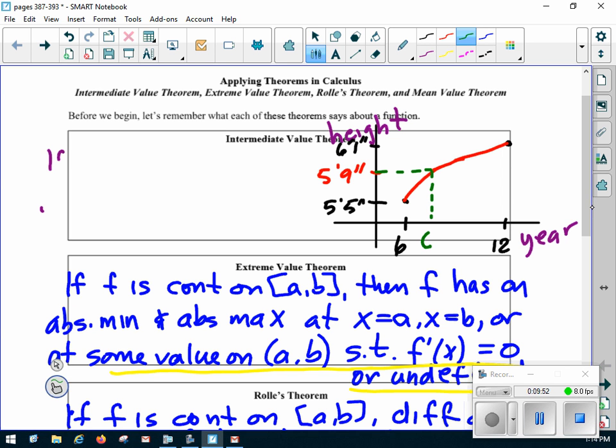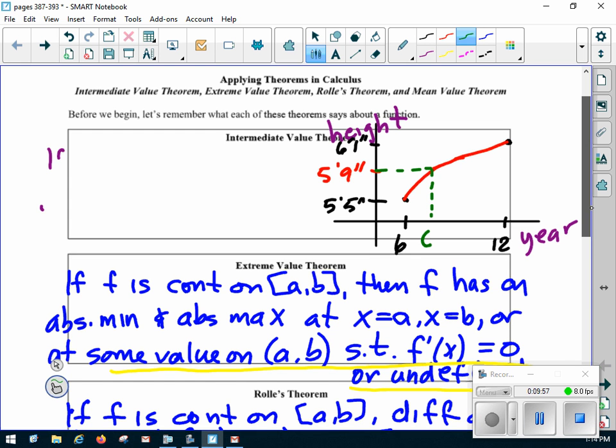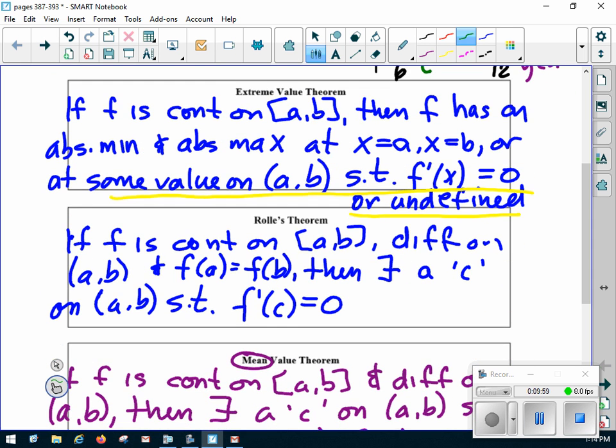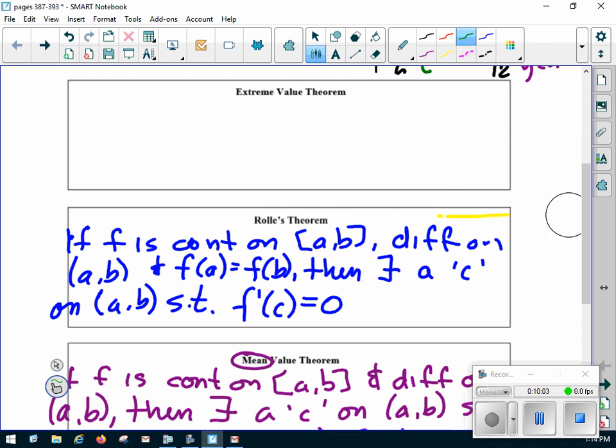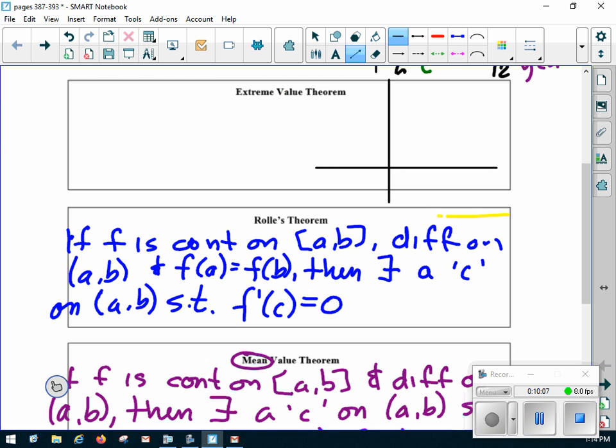Anybody need more time to draw that picture? You all right, Emily? Okay. Let's go to extreme value theorem. Now, he had a neat one drawn. Okay.